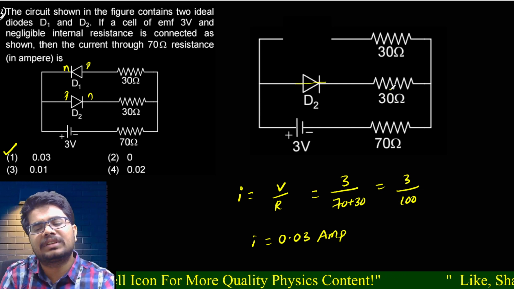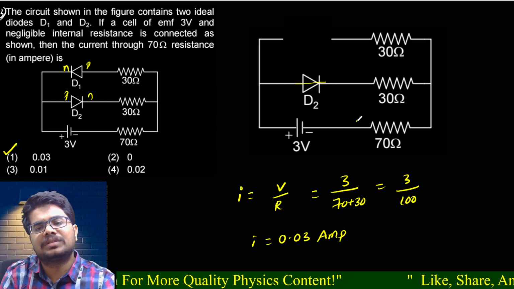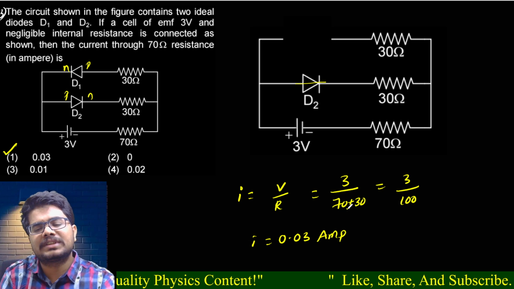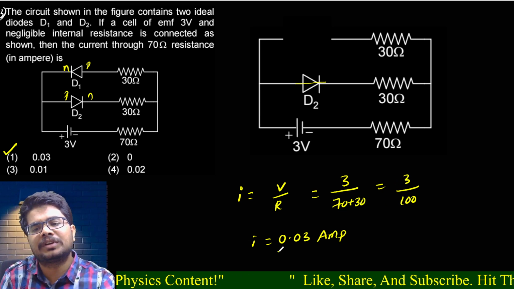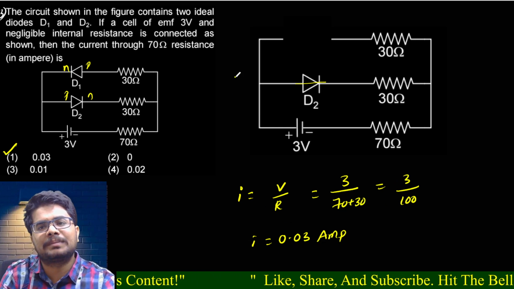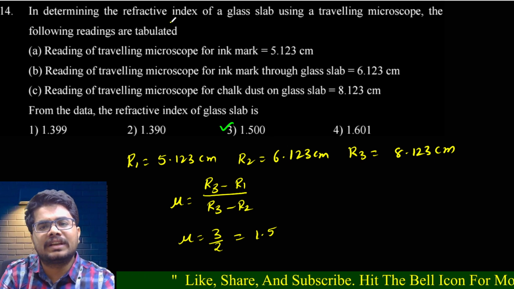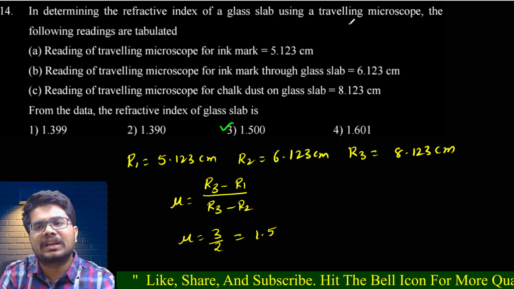Then if you observe here, the 30 and 70 ohm resistors are in series. So I equals V by R. The voltage given is 3, so 3 by 70 plus 30, which is 3 by 100, that is 0.03 amperes. Fine. Now let us go to determining the refractive index of a glass slab using a traveling microscope.